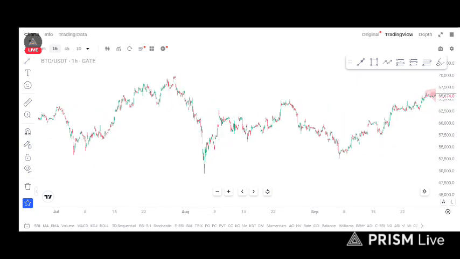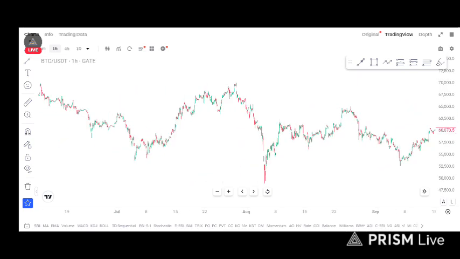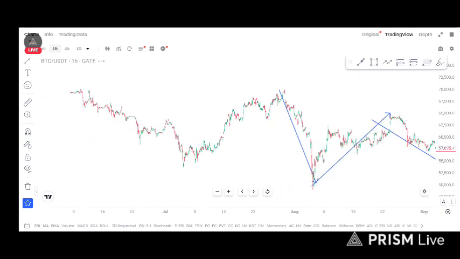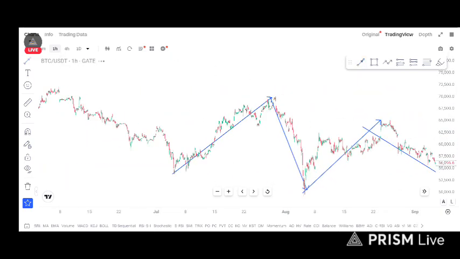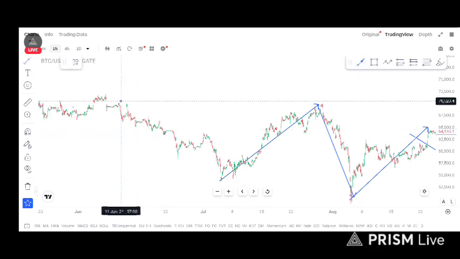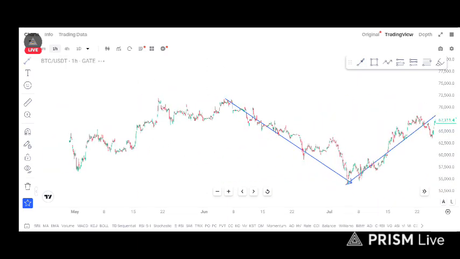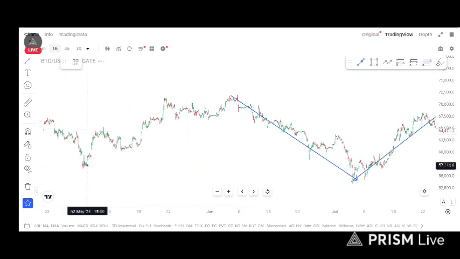So if you zoom in very clearly here, you can see a downtrend here. A downtrend here. You can also see an uptrend here. You can also see a downtrend here. It's everywhere. Just zoom out, you'll be seeing them. Downtrend. Okay. Uptrend.